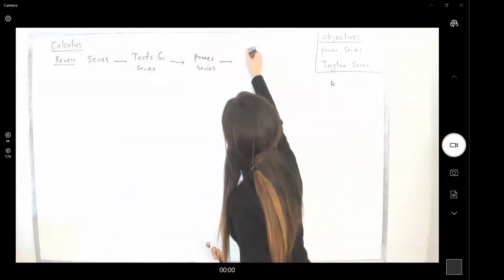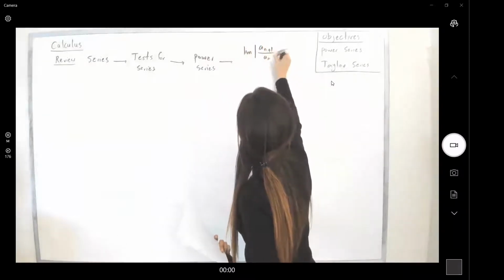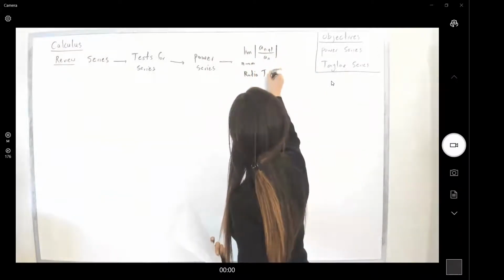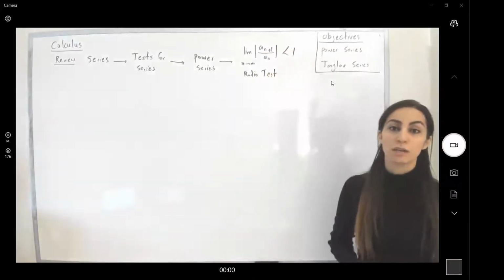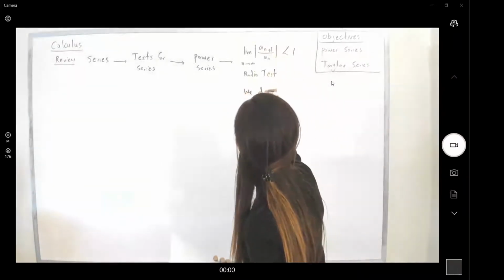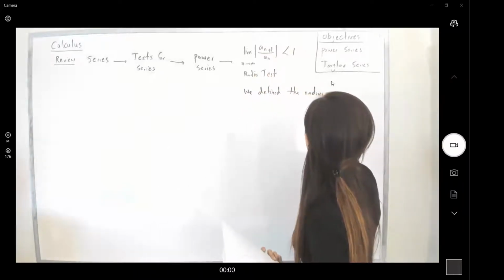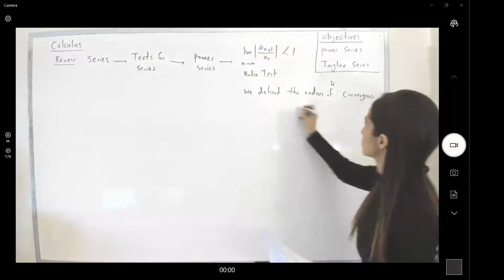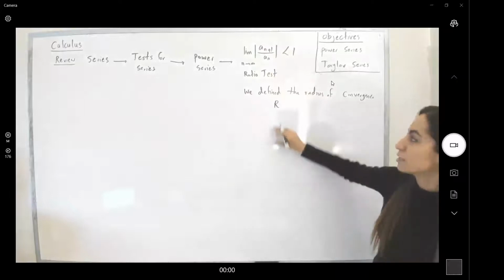So we defined R using the ratio test to analyze the radius of convergence, the interval of convergence, the radius of convergence. We denoted that by R. Remember that we used our ratio test to find R.